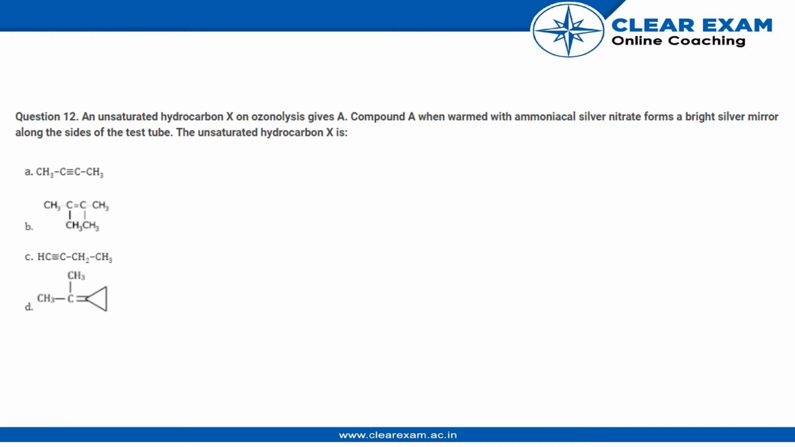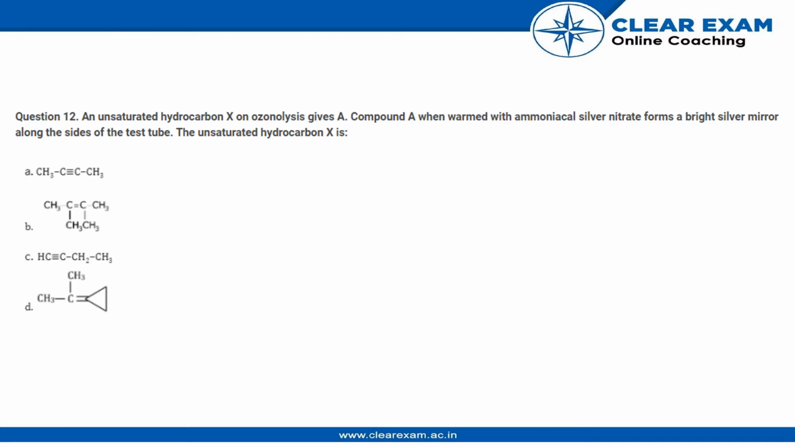Hello students, here is another question. An unsaturated hydrocarbon X on ozonolysis gives A. Compound A, when warmed with ammoniacal silver nitrate, forms a bright silver mirror along the sides of the test tube. The unsaturated hydrocarbon X is?